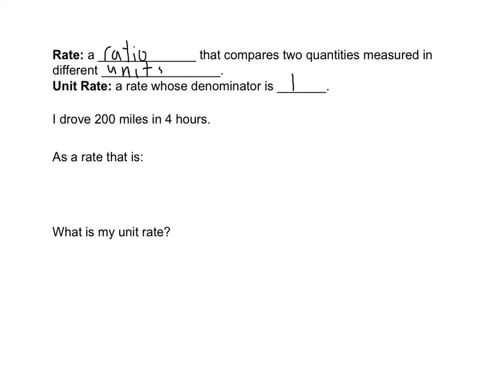So for example, if I drove 200 miles in 4 hours, it would be 200 over 4. And since we want to make sure that we get the denominator equal to 1, we're always going to divide by the denominator. So 200 divided by 4 is 50, 4 divided by 4 is 1. So my unit rate would be 50 miles per hour. So as a rate, it was 200 over 4, and my unit rate would be 50 over 1.